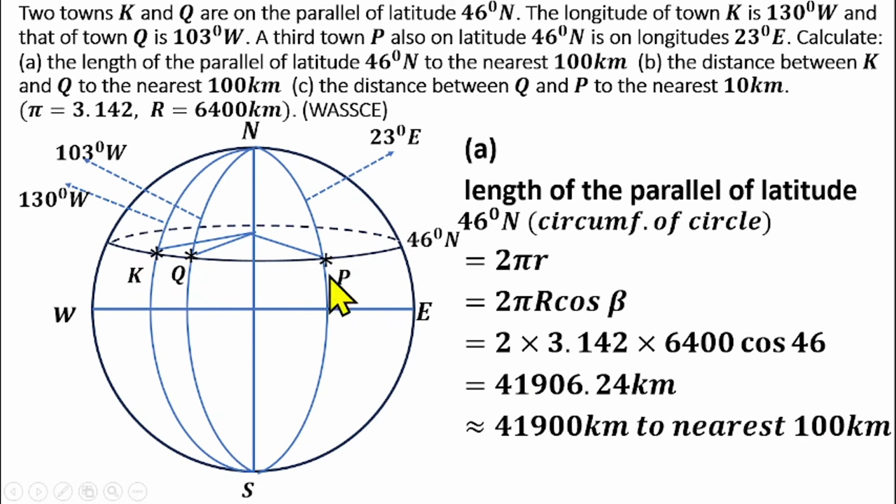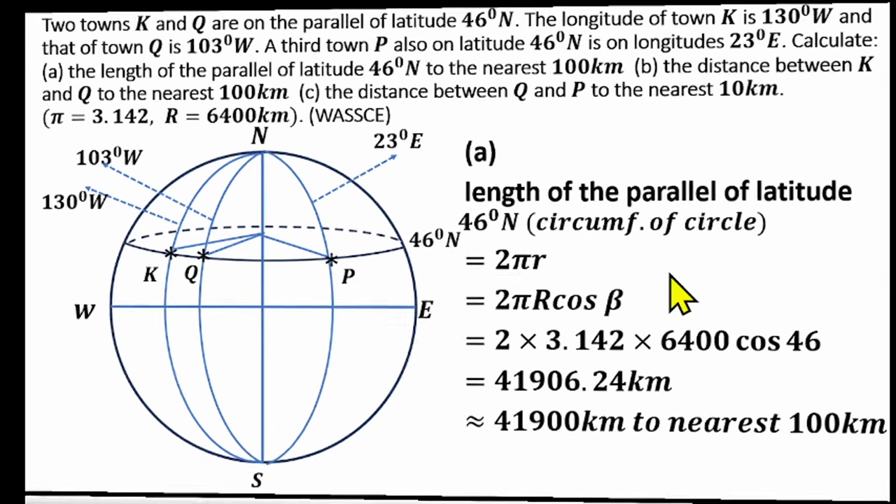So we are trying to measure the length of it. How wide is it, or the length of that is the circumference. Now that's what they want us to measure in this case. Then for question B, now we have to find the distance between K and Q. Distance between K and Q. So let's do that in the next slide.